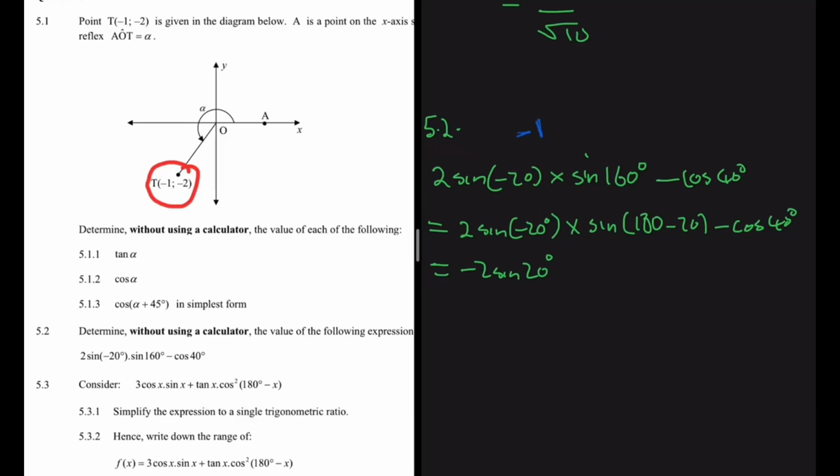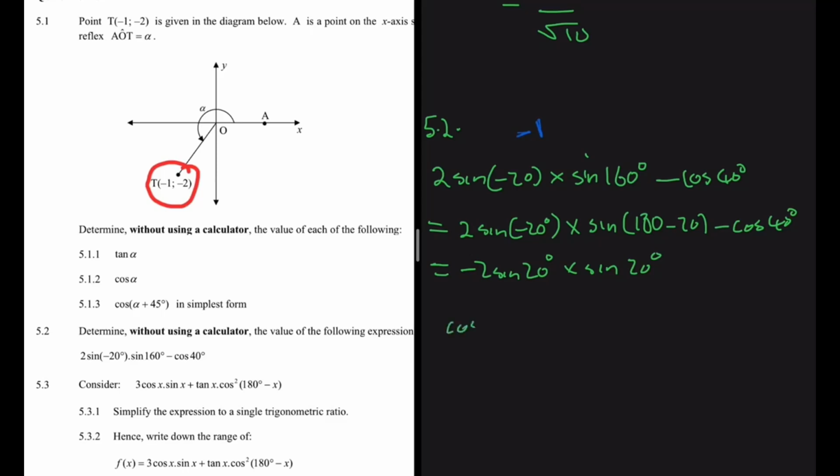So we are in the second quadrant, right? 180 minus 20 degrees. We know fully well that sine is positive in the second quadrant. So we can write that as sine of 20 degrees. And then now let's look at cos of 40 degrees.